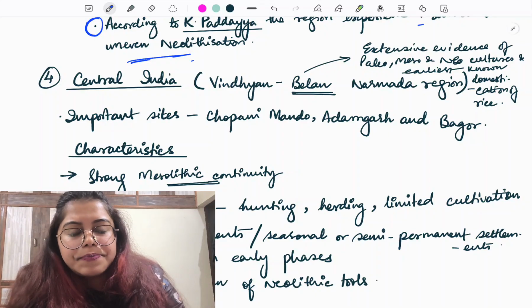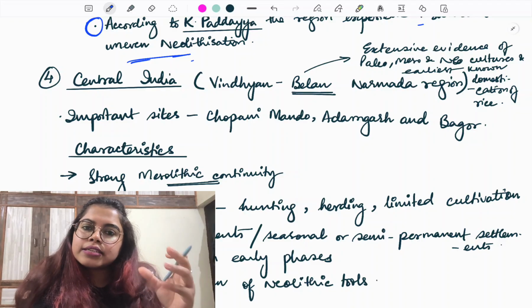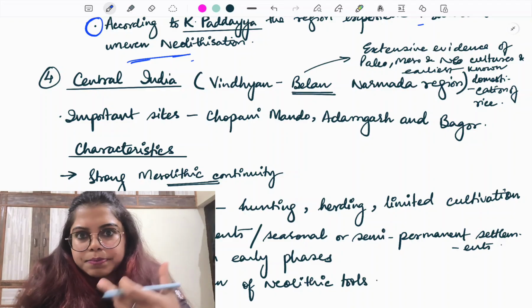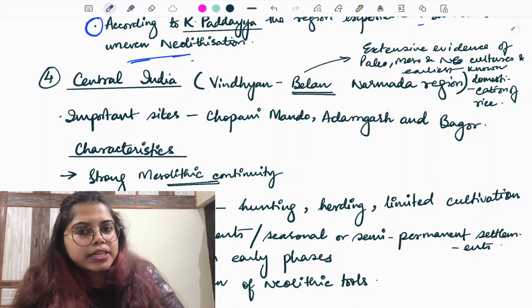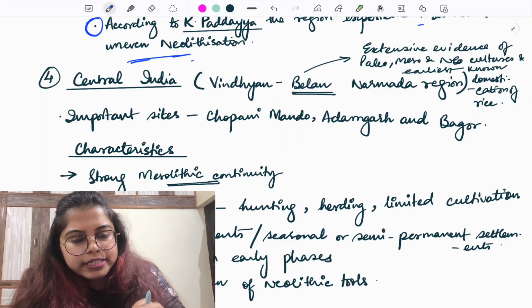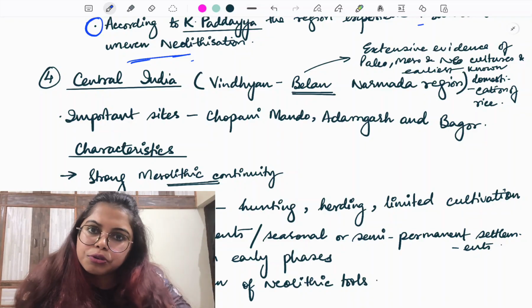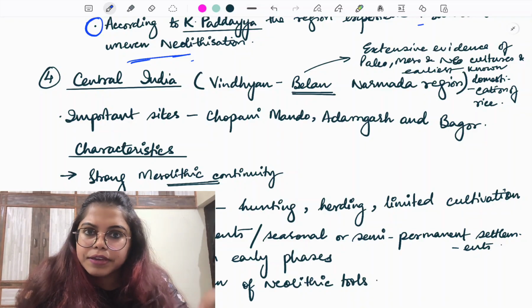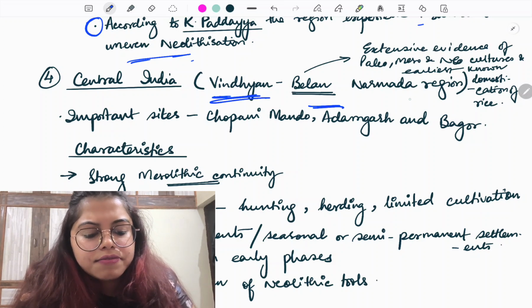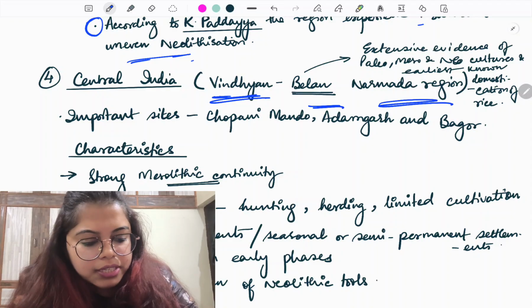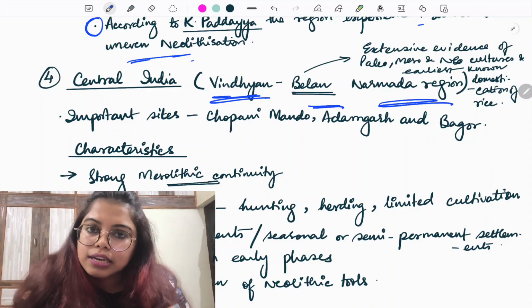Next is Central India. Now when I talk of Central India, remember Central India does not mean the current Madhya Pradesh area. Okay, we are talking about the Indian subcontinent in general. We are talking about the ancient period. So when I talk of Central India, I also include certain areas of UP, certain areas of MP, certain areas of Jharkhand and so on. So here it includes the areas of Vindhyan area, Vindhyan mountains, Belan Valley and the Narmada region.